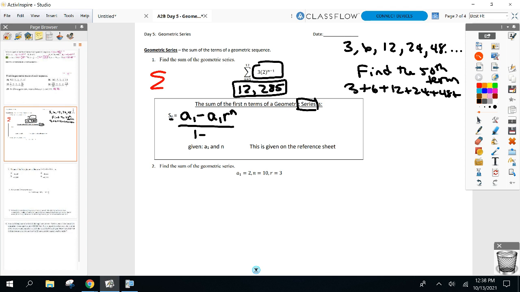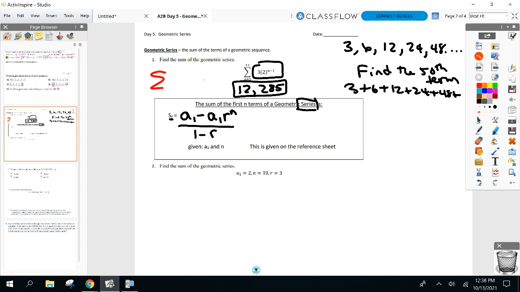What's r again? Common ratio. How do you find it? Whatever you're multiplying by. Quick question. What if I don't know what I'm multiplying by? I can't figure it out. I'm clueless. I know it's geometric, but I have no idea what it is. Take a term and take the term before and divide it. There you go. You get your r value.